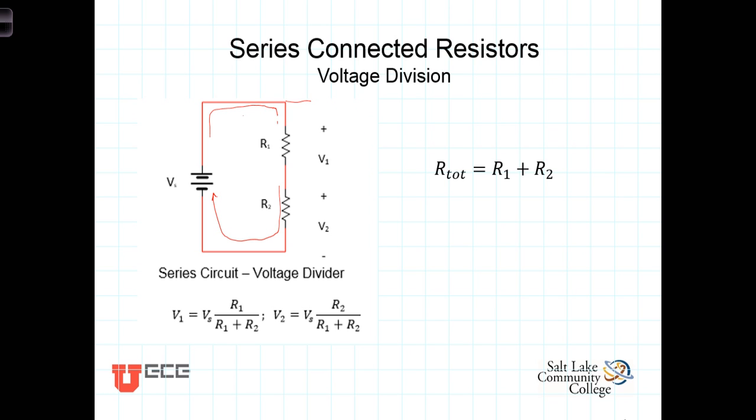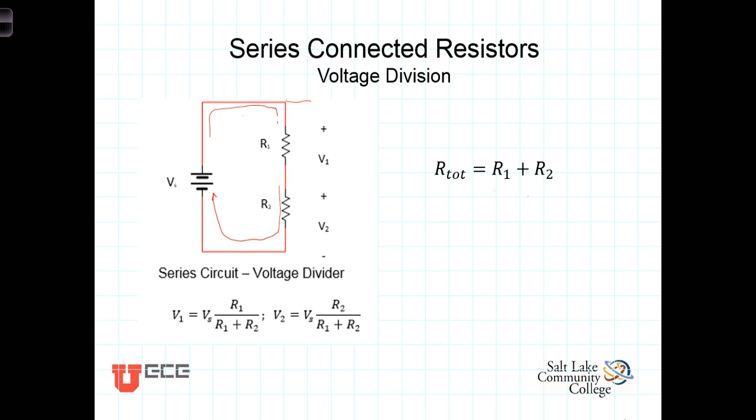We saw before that the equivalent resistance, or the total resistance that this voltage source would see when the resistors are in series, is simply equal to the sum of the two resistances. So our total would be R1 plus R2.